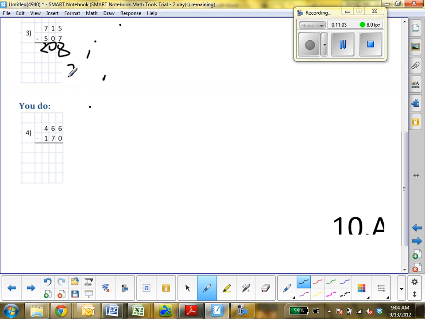Why would a knucklehead get a 2 in the first place? Why would a knucklehead get a 2 up here? Deshaun: Because 7 minus 5 equals 2. But that's not what this says. This says 5 take away 7, not 7 take away 5. 5 take away 7. Do the you do.